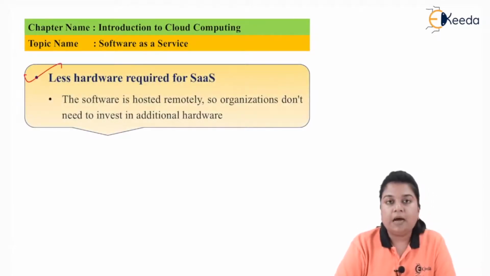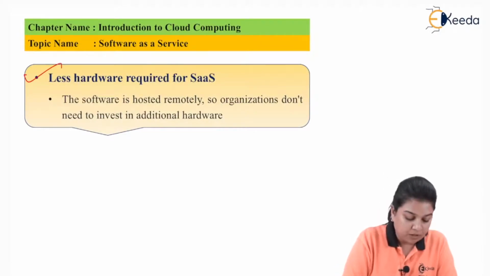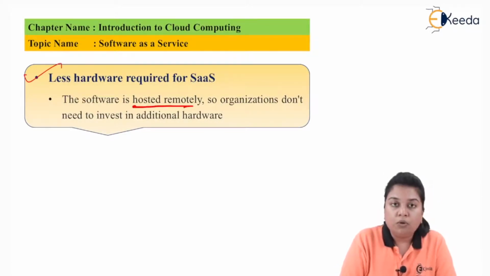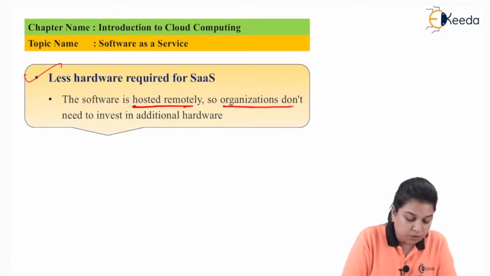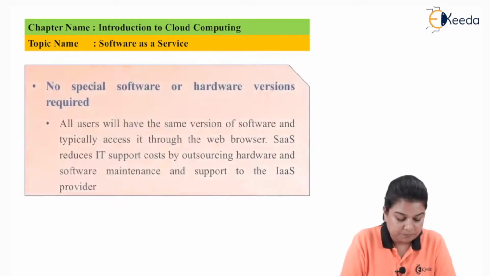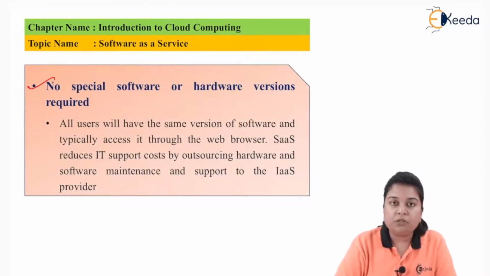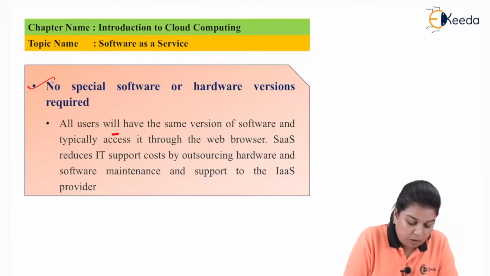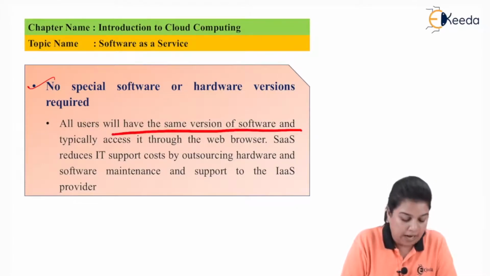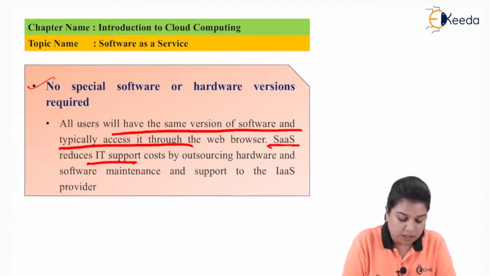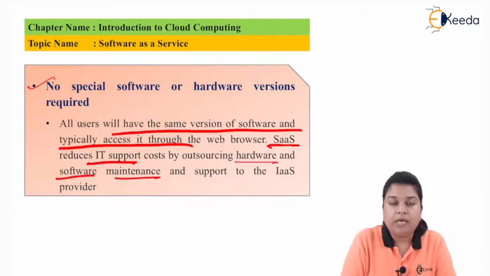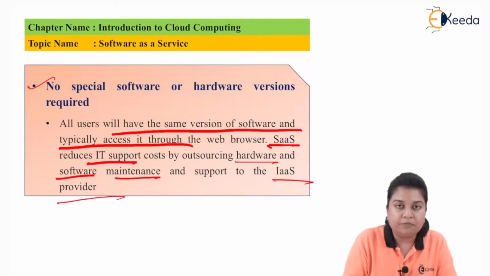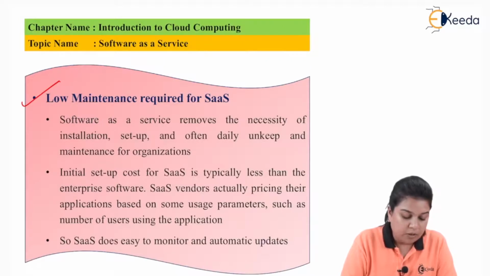Next point is less hardware required for software as a service. The software is hosted remotely, so organizations don't need to invest in additional hardware. No special software or hardware versions are required. All users will have the same version of software and typically access it through the web browser. Software as a service reduces IT support cost by outsourcing hardware and software maintenance and support to the infrastructure as a service provider.